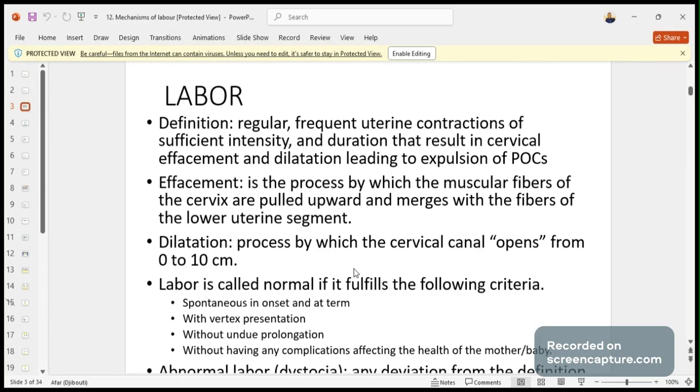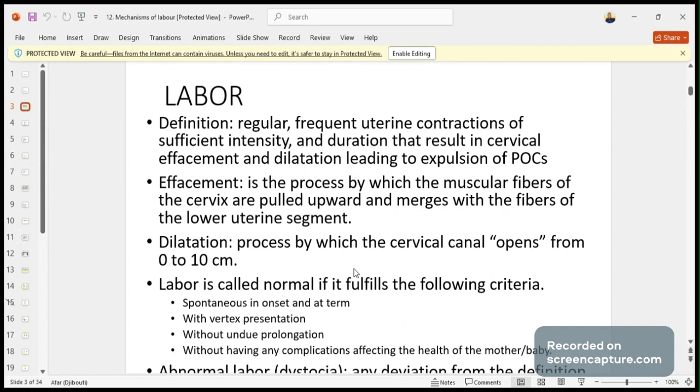Dilatation is the process by which the cervical canal opens from 0 to 10 centimeters, when somebody is at 10 centimeters. That dilatation can also help us to determine whether we have what we call labor dystocia or obstructed labor, or what we talk about as prolonged labor or delayed labor, those sorts of terms. So labor is called normal if it fulfills the following criteria.